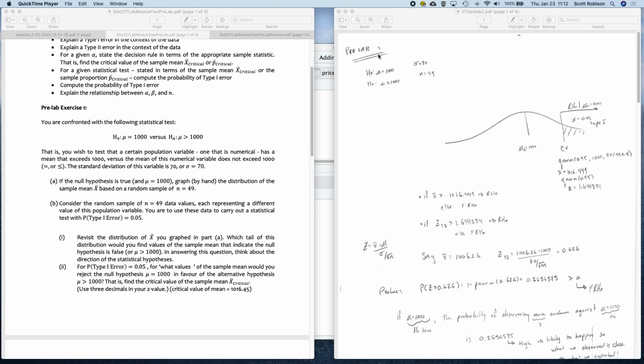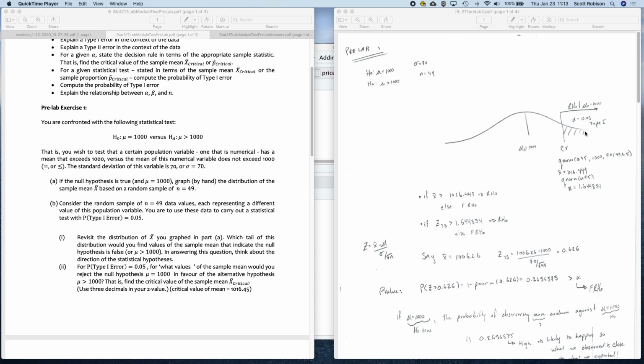So here, pre-lab question one, we have some hypothesis given to us. The null hypothesis is mu is equal to 1,000, and the alternative is mu is greater than 1,000, meaning that this is an upper-tailed test. We're also told that the standard deviation, that would be the population standard deviation here, is 70, and that the sample size is 49. So we're asked to draw the distribution out.